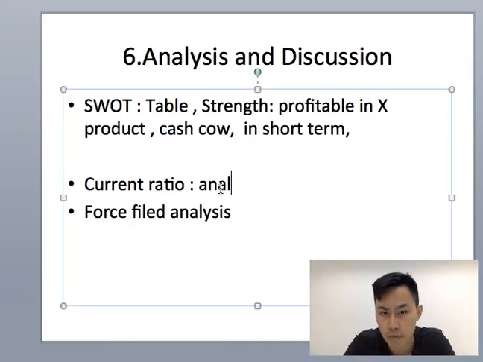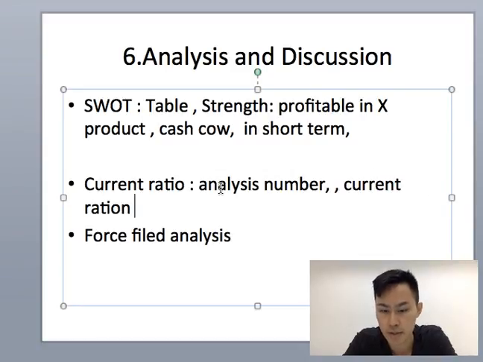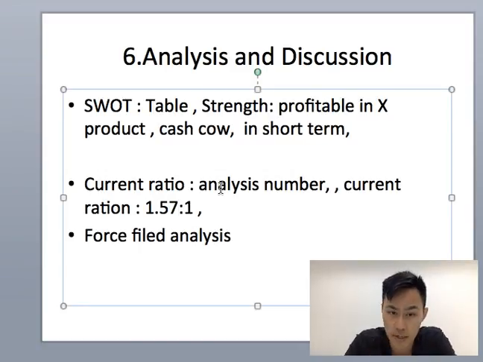So analyze with the numbers. So how do you do that? So it's basically, for example, if you got the current ratio is like 1.57 to 1. So you know that in the textbook it's normally 1.5 to 2 would be better, right?